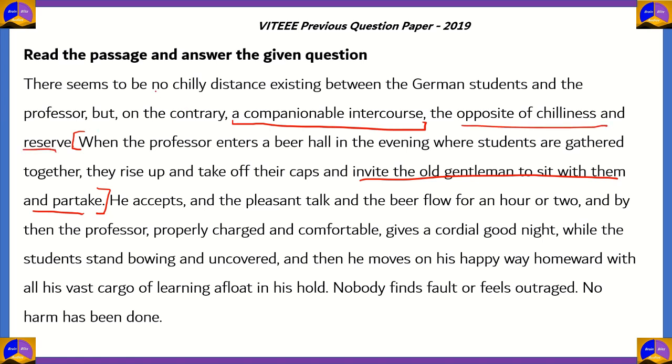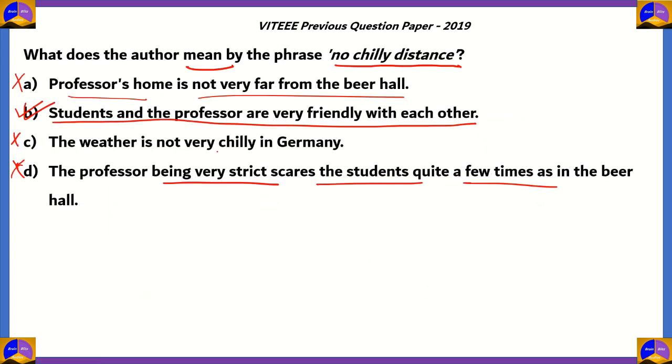So, no chilly distance means that there is no enmity or, you know, fear between the professor and the students. So therefore, option B, the students and the professor are very friendly with each other, is the correct answer for this question, the meaning of the phrase, no chilly distance.